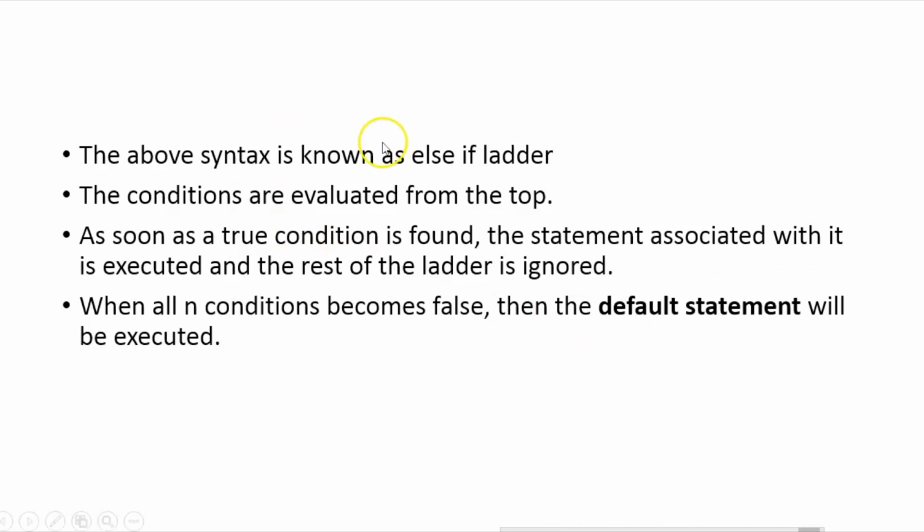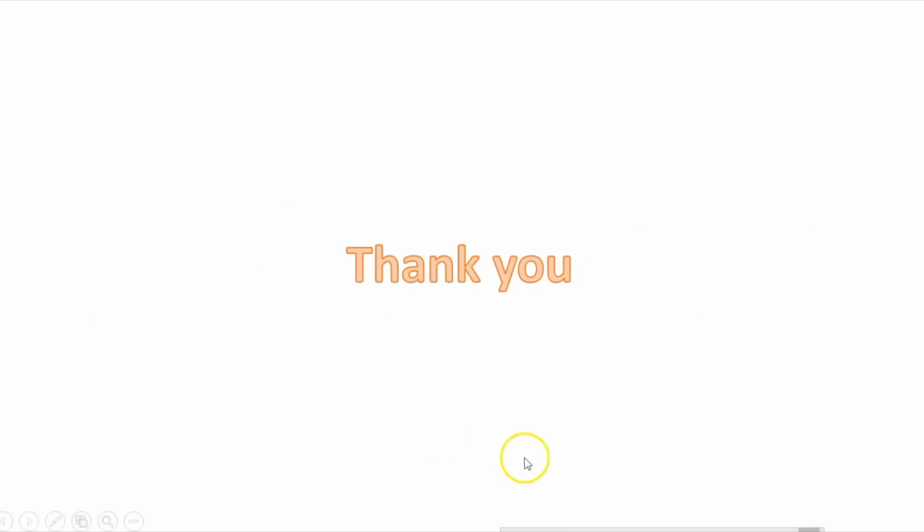And the above syntax is known as the else-if ladder. Here the conditions are evaluated from the top. As soon as a condition is found to be true, the statement associated with it is executed, and the rest of the ladder will be ignored. When all the n conditions become false, then the default statement will be executed. This is all about the conditional statements.